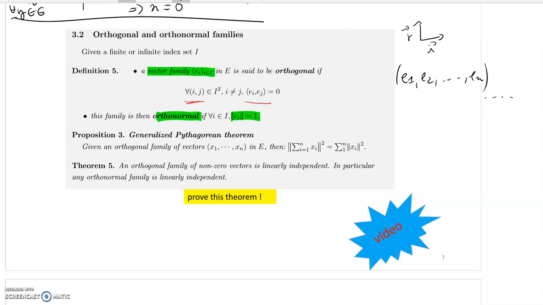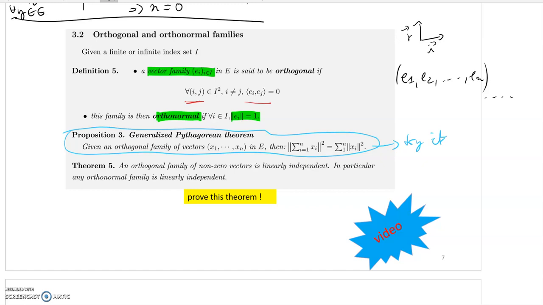All right, first thing, we will get the generalized Pythagorean theorem. Well, it's the same one as before, but with as many vectors as you like. Let's begin with a finite family. The norm squared of the sum of the vectors is the sum of the norms squared. Well, try it by yourself. It shouldn't be too complicated.